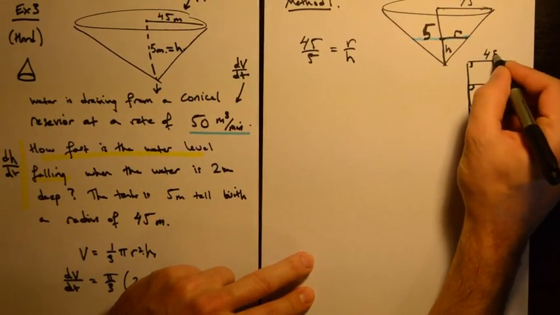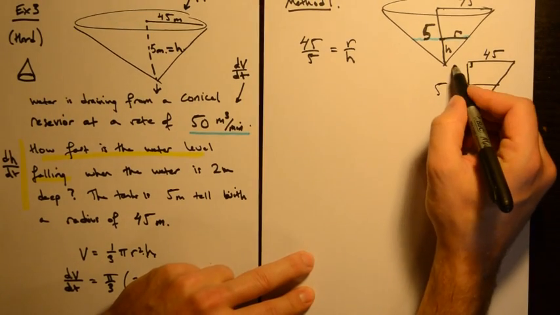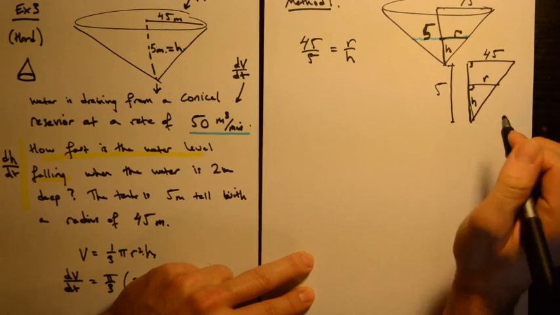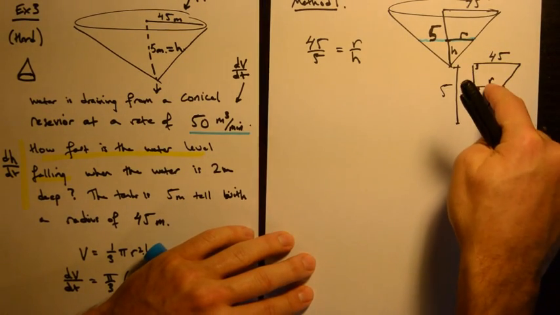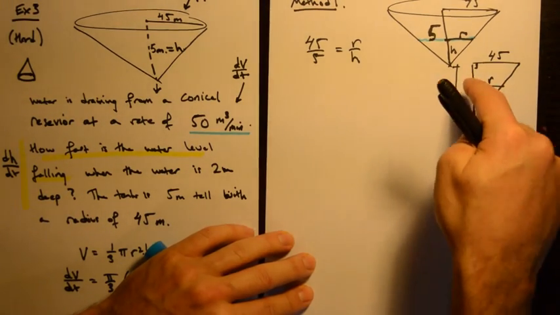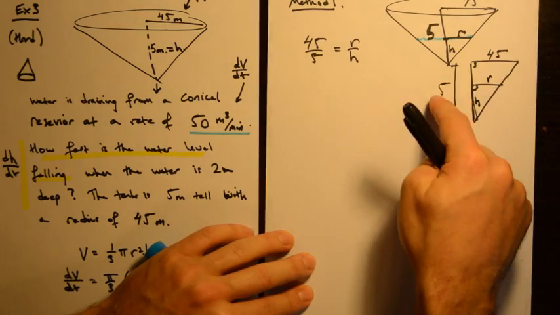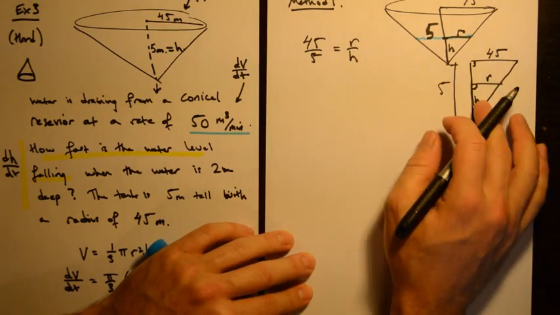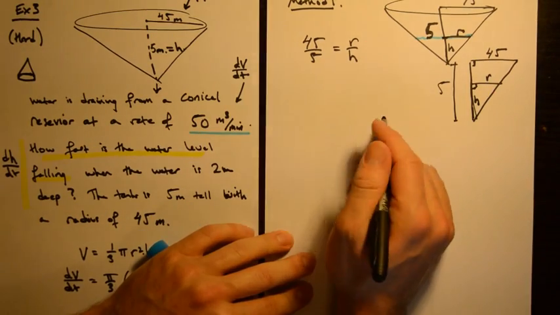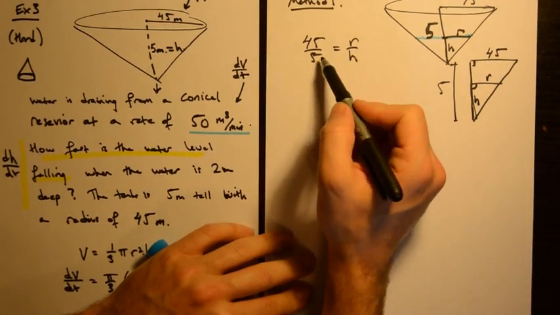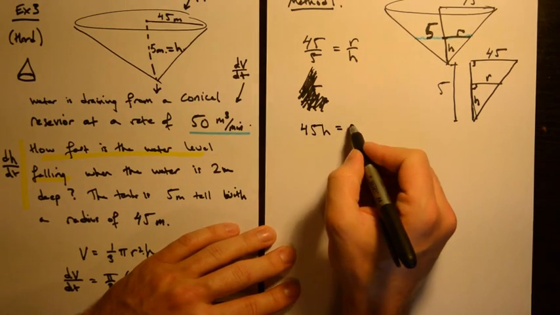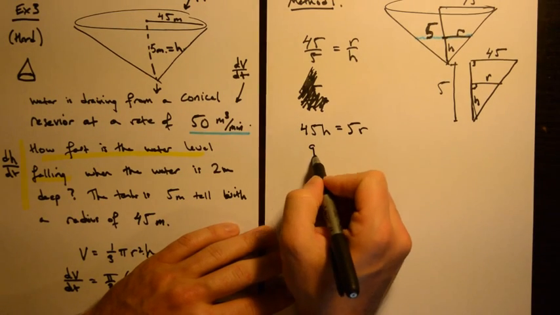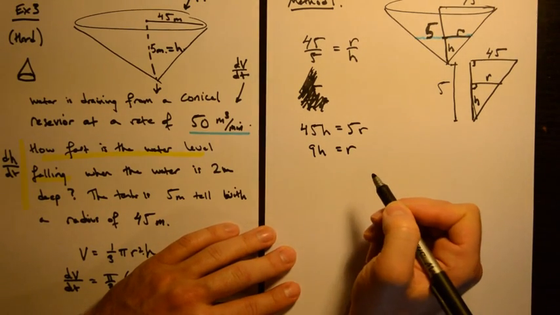So this is 45 and 5, and the 5 goes like this, and this is r and h. And so what it says is that 45 over r is 5 over h, or 45 over 5 is r over h, etc. And you can get all of the relationships that hold by getting any one of them and modifying it. So for example, 5h is equal to 5r, or 9h is equal to r.